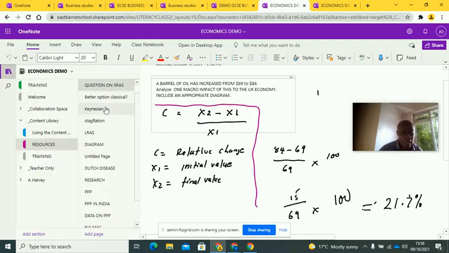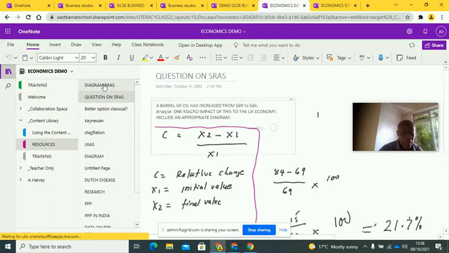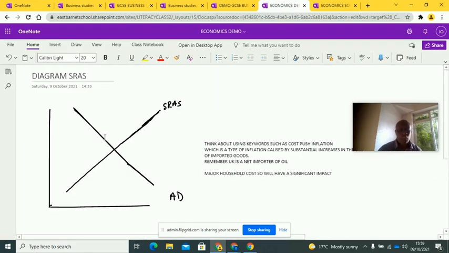Okay, so let's go down here. Let's see what I've done here. Question on SRAS. Here we go. Diagram SRAS. Okay, so I've just done the beginning of the diagram. So let's think of what we can do. Obviously, the price of oil, the barrel of oil, has gone up significantly by 21%. Therefore, hopefully, you know that SRAS is going to shift to the left. If you're not sure of that, you need to go back to look at the basics. SRAS will shift to the left.